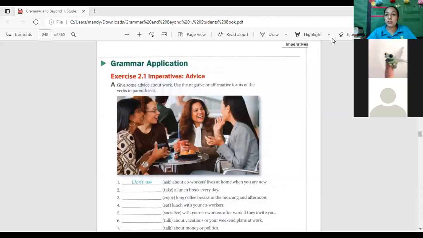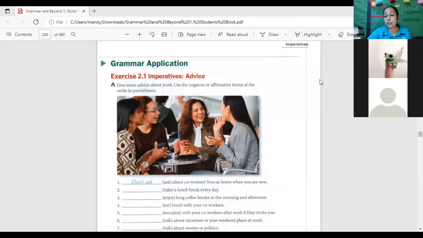Let me check this part. Okay, this one is Grammar and Beyond. Your book, and we check imperatives. Let's remember, we use imperatives when we say something or tell something to people, to do different things. That means an action, could be an instruction, maybe an advice.